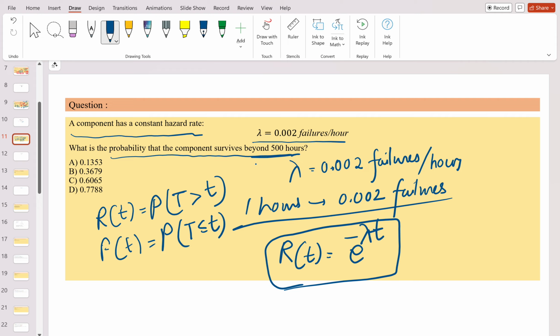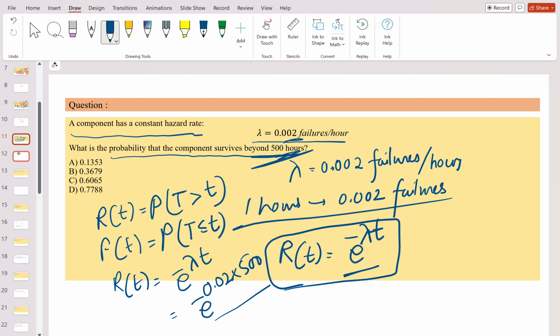Okay, what is it asking? It is asking beyond 500. Beyond 500 you use the probability of reliability basically. This is expressed in the Poisson distribution form, that is, e to the power minus lambda t. You can put the value: lambda is already given as 0.002, and the time is also given, 500 hours. When you solve, it will come out to be 0.3679. So option B will be the correct one.